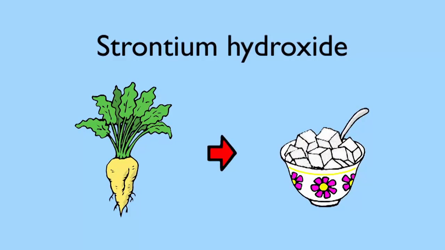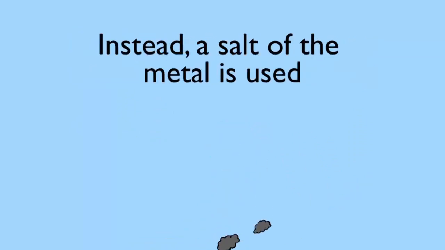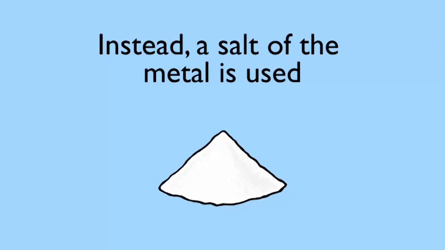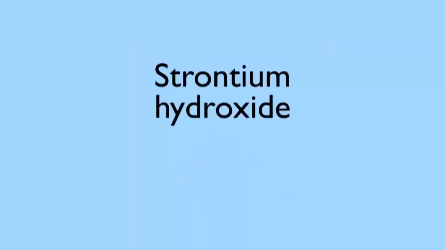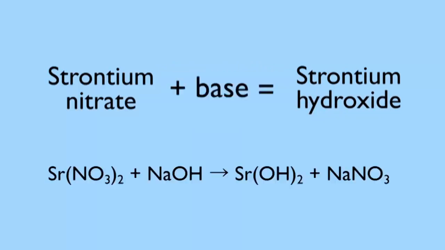But you'll never see hydroxides made in industry by adding the pure metal to water. It is far better to start with a salt of the metal, which is easier to make and cheaper to acquire. For example, strontium hydroxide is made by starting with the salt strontium nitrate and adding a strong base, as shown here.